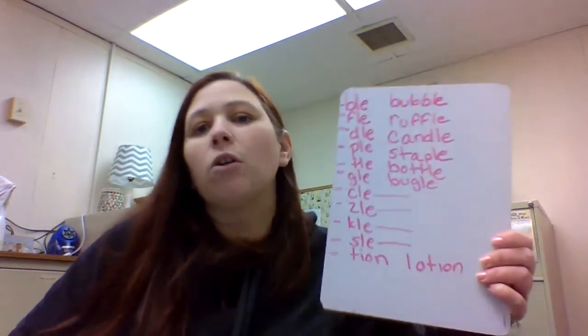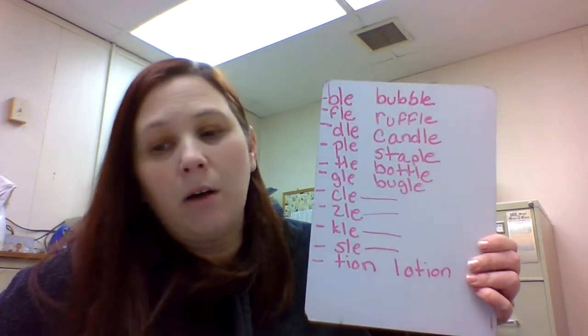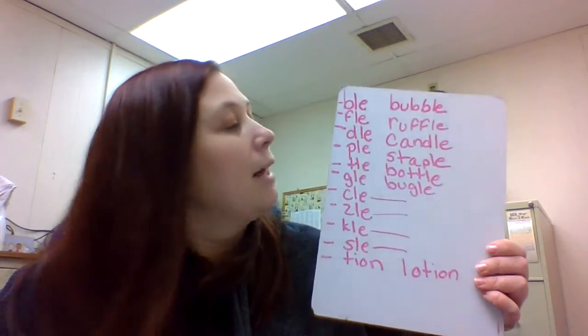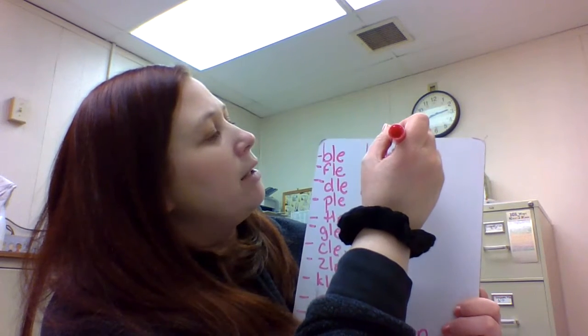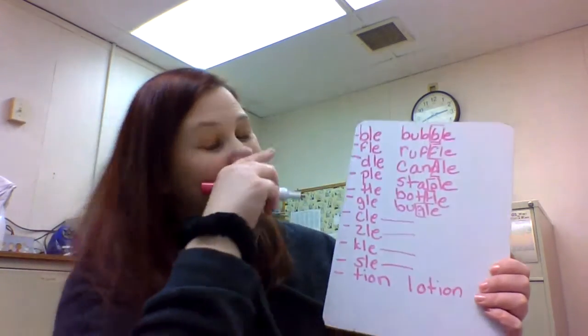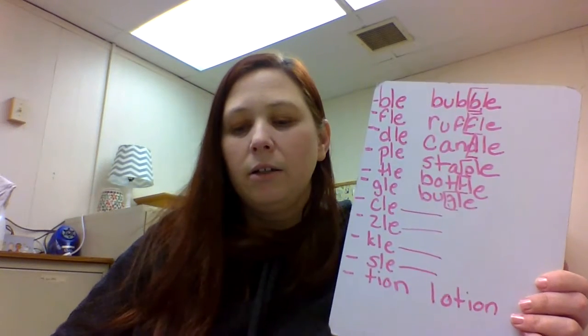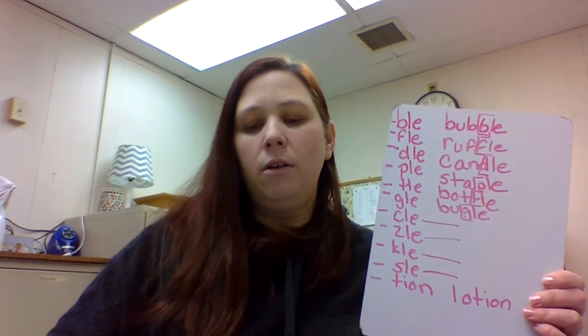These ones we have listed are our more common ones, and we see these final stable syllables come up a lot. Now we can talk about coding. We know when we code the final stable syllable, we put a little bracket around it. That shows us that it's a final stable syllable. All right, let's move on.